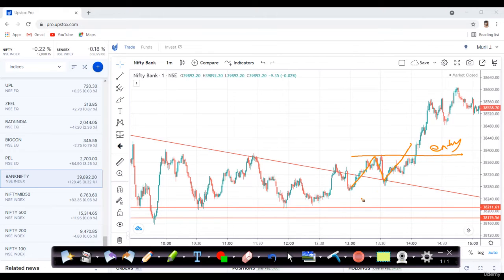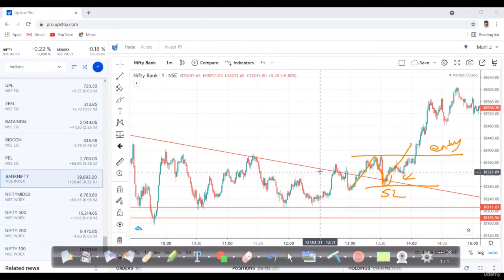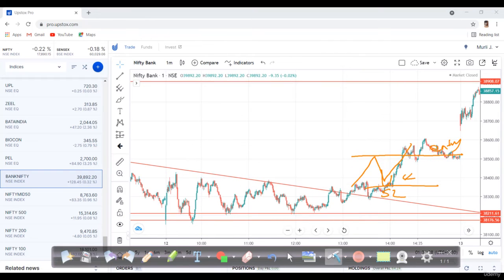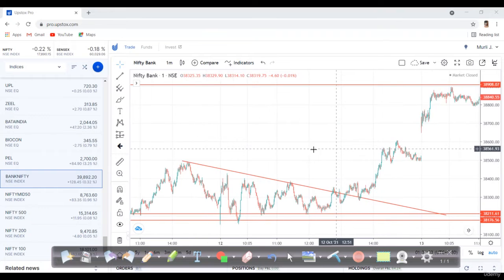Entry point must be here, and your initial stop loss is the last swing, which is here, and which is below the trend line. Your stop loss is here. And what is my target? If I zoom out a little bit, my target is based on the swings which are created by the trend line.